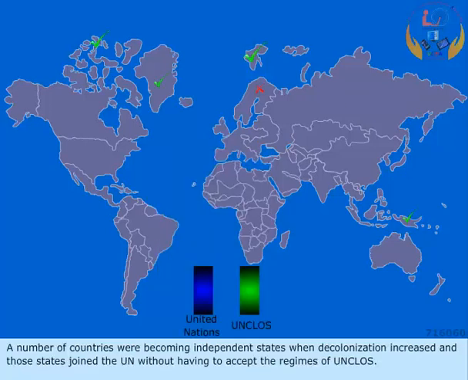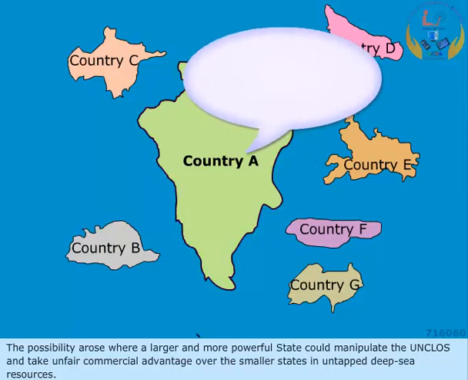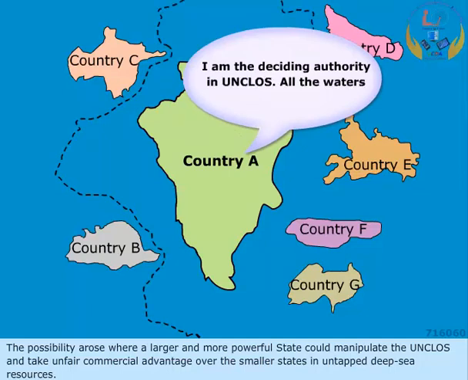A number of countries were becoming independent states when decolonization increased, and those states joined the UN without having to accept the regimes of UNCLOS. The possibility arose where a larger and more powerful state could manipulate the UNCLOS and take unfair commercial advantage over the smaller states in untapped deep sea resources.